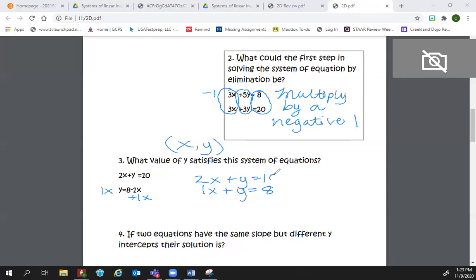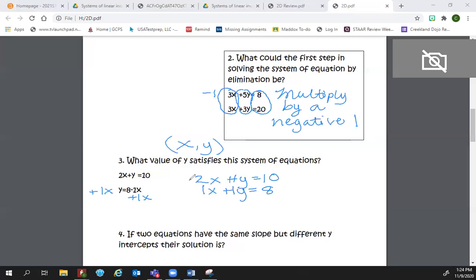Do you guys see how I'm just writing it in columns? Is it the same thing? Yeah. All I did was just move it over. So which column can I cancel? What's y plus y? 2y. Does that cancel?